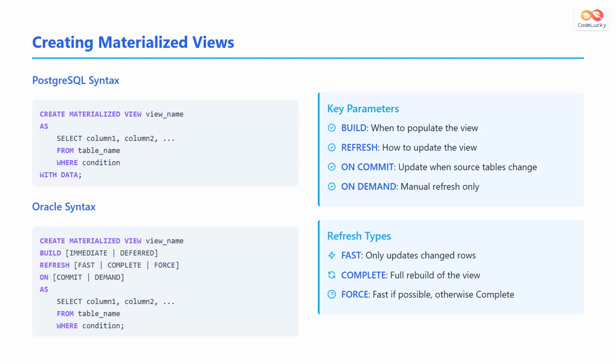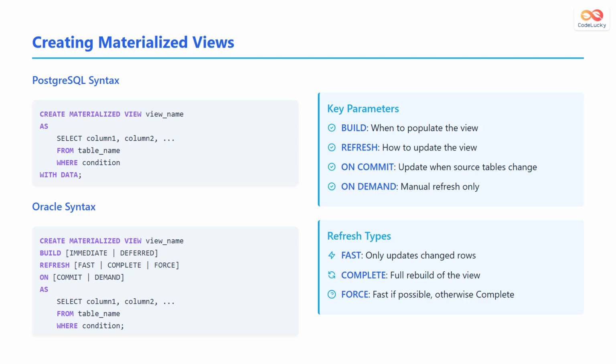Now let's look at how to create materialized views. Here's the syntax for PostgreSQL. You use the command CREATE MATERIALIZED VIEW followed by the view name, then AS, and then you define your SELECT statement with the columns, table name, and any WHERE conditions. Finally, you specify WITH DATA to populate the view with initial data.